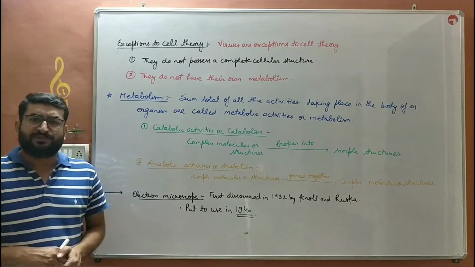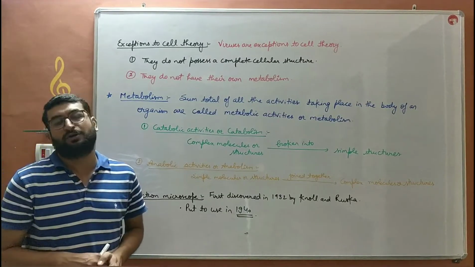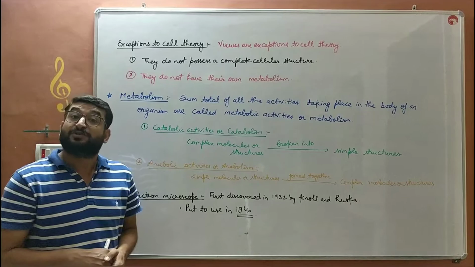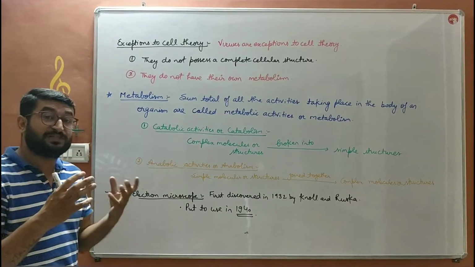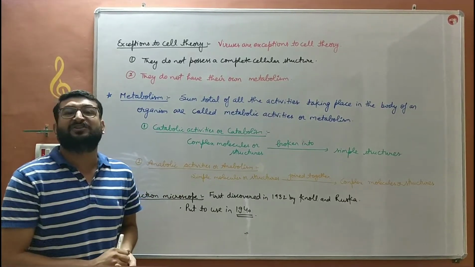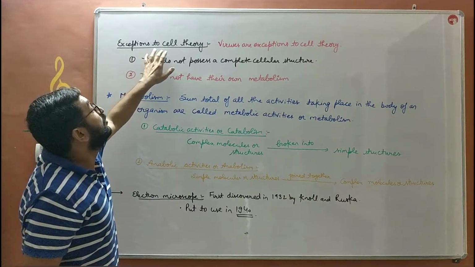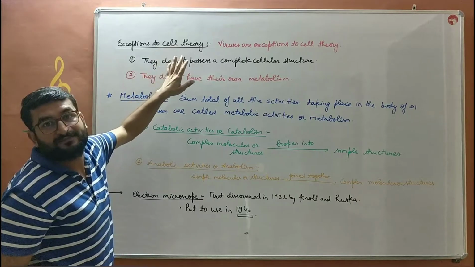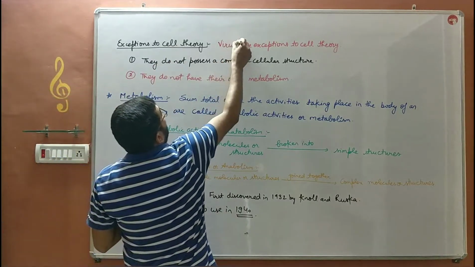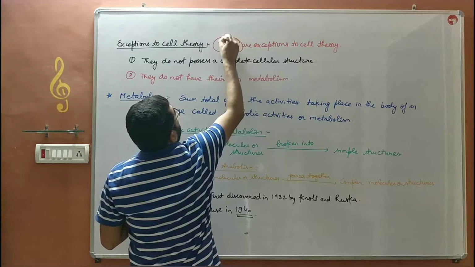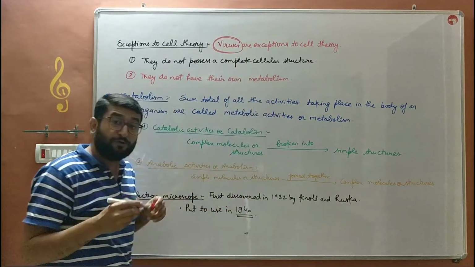All the living organisms follow the cell theory, but there is one kind of organism, or you can say one kind of structure present on the earth, named as viruses. They do not follow the cell theory. So viruses are the exceptions to the cell theory. Why do they not follow cell theory?